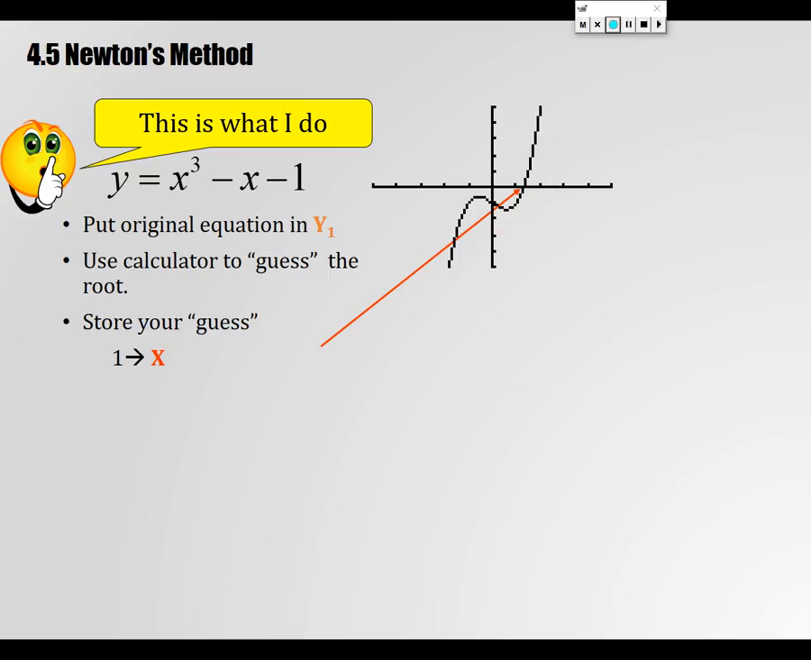Store is above your on key. Like this x or the letter x? They're the same. And press enter. Then put the derivative in y2: go back to y equals and put the derivative in y2, which is 3x squared minus 1.